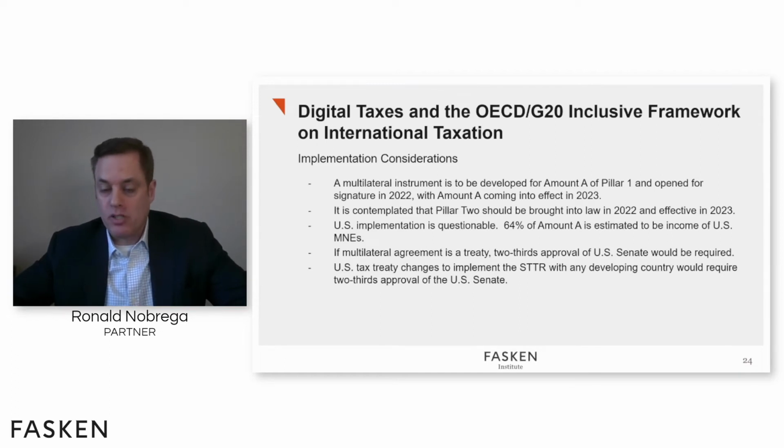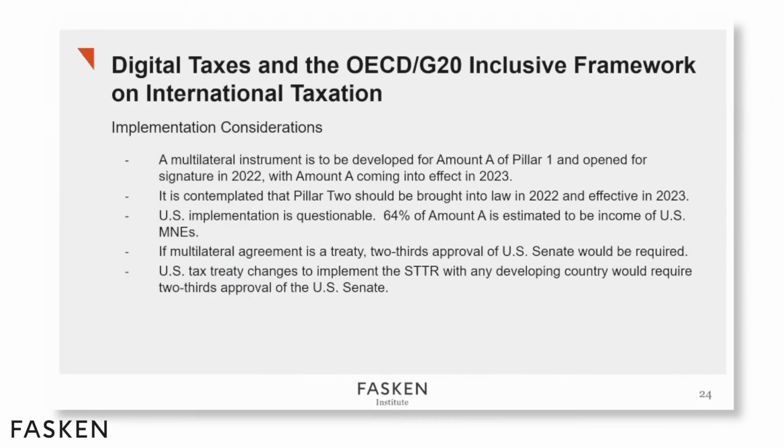The U.S. is critical to implementation. Almost 2/3 of the Amount A in Pillar 1 is estimated to be coming from U.S. multinationals. So obviously U.S. politicians are not very enthusiastic about giving up some of their tax base. So that will be one problem. And there are elections coming in the United States. So even though the U.S. administration is on board, there could be changes in Congress. Any treaty changes to implement the STTR would require U.S. Senate approval, which is generally a 2/3 approval level.